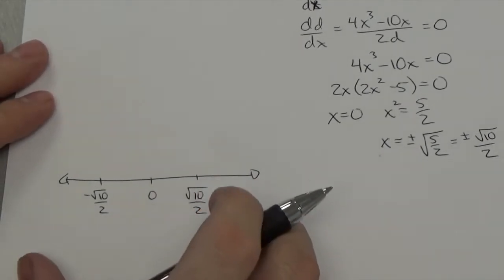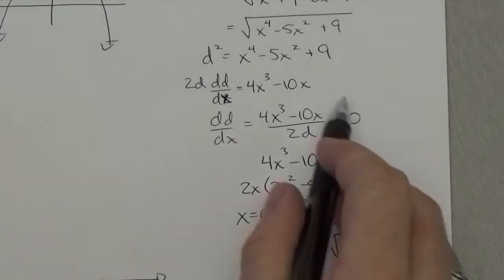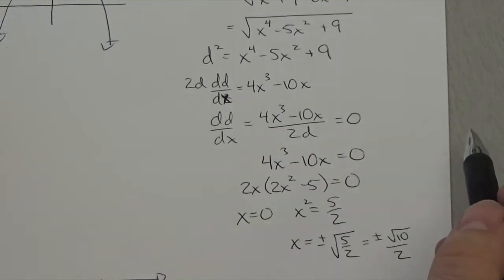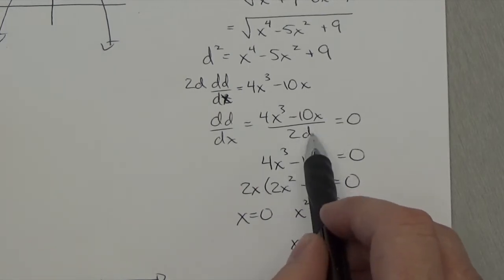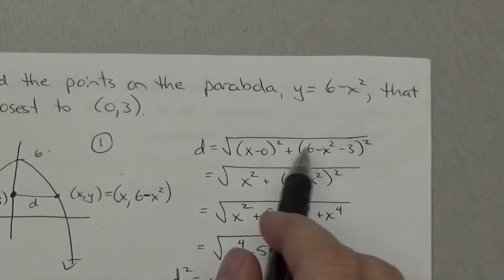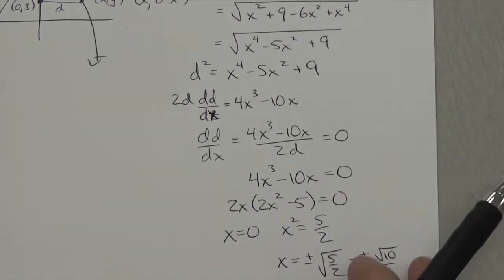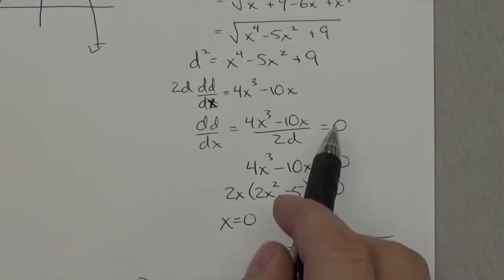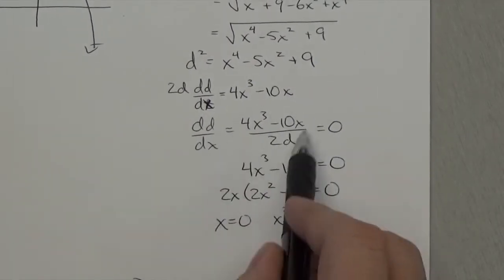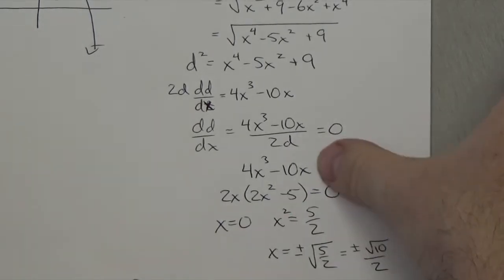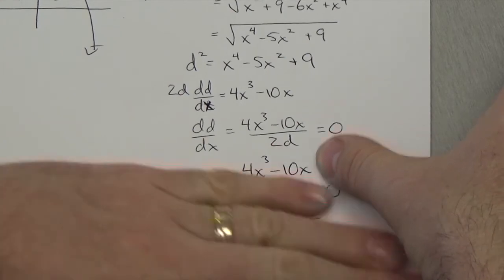And what I'm interested in right here is the behavior of the derivative. So let's go up to this derivative right here. Now, bearing in mind that my distance is always going to be positive. If you go back up to the beginning here, my distance is always equal to the positive square root. So really what's happening here is this 2d in the denominator is not going to affect the sign of the derivative. So really I can just spend my time looking at that 4x cubed minus 10x.